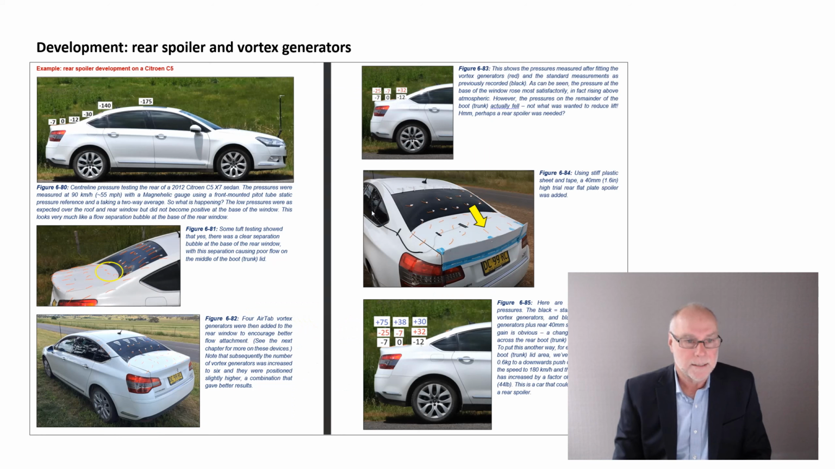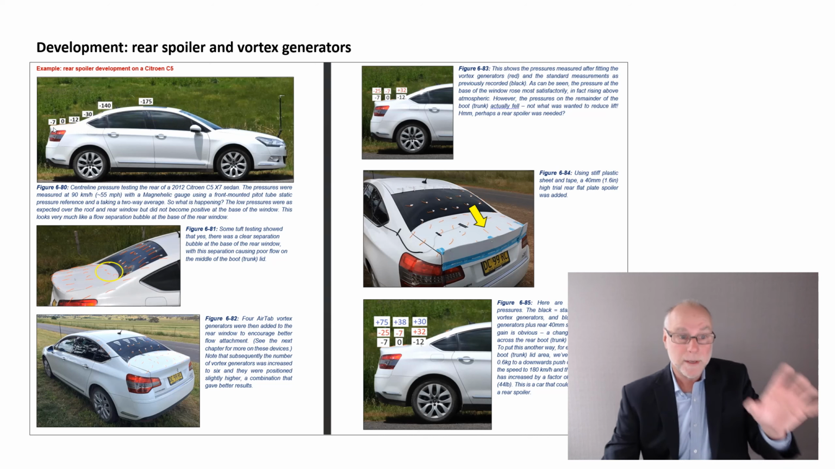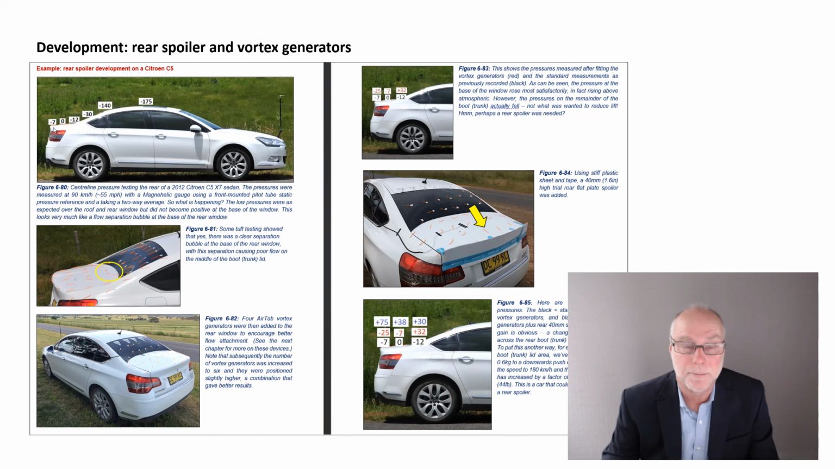But here's a Citroën C5. And if we look at the back of the car, in standard form, we can see that the pressures are fairly low. Now, we don't want low pressures on top of the back of the car because that creates lift, as we saw a moment ago. So here we have -12, 0, -7. If we can increase those pressures, we will get less lift at the back of the car. And here's some testing using tufts, and here's some testing using vortex generators, just temporarily stuck on to try and increase the pressure.